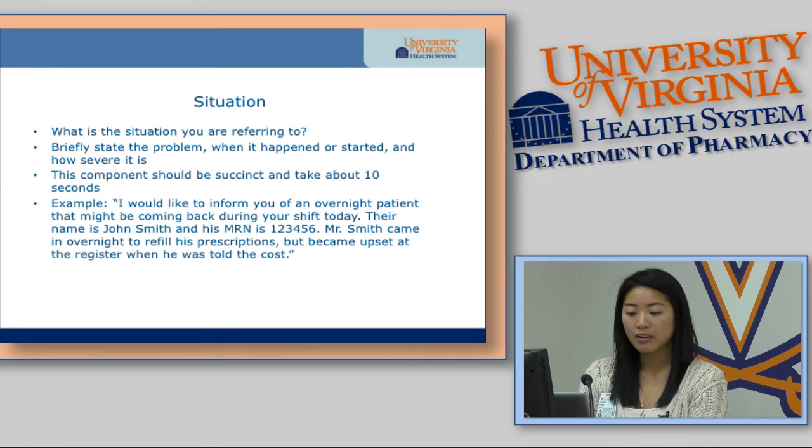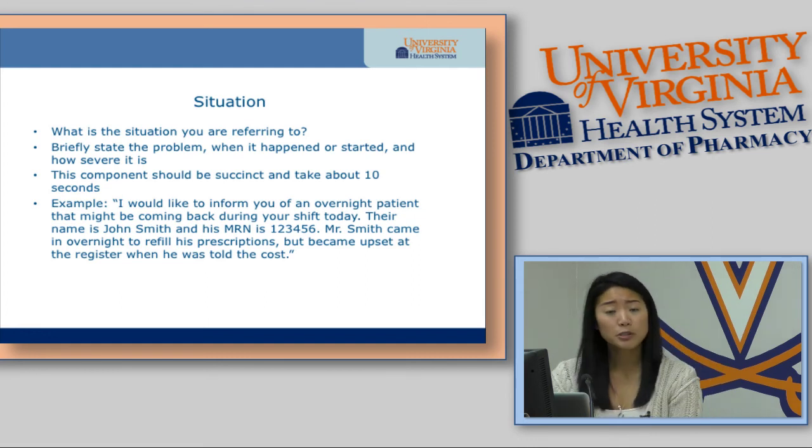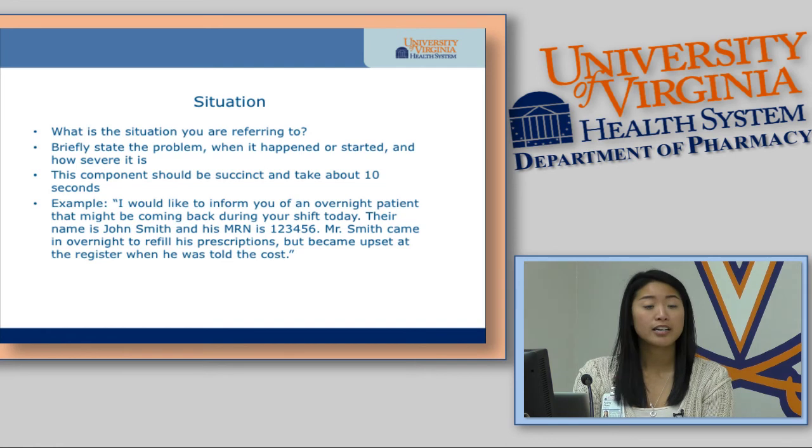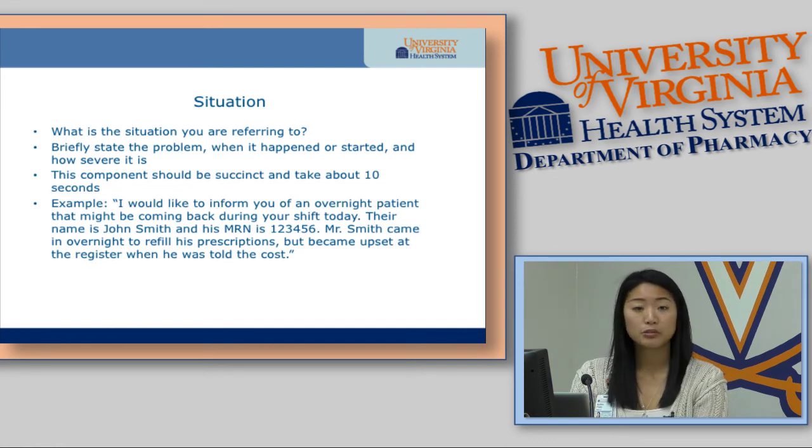Mr. Smith came in overnight to refill his prescriptions, but became upset at the register when he was told the cost. If you're speaking to other health professionals, you also want to identify yourself, and you want to use 2 patient identifiers, because in the health system, you have probably seen that multiple patients can have the same name.